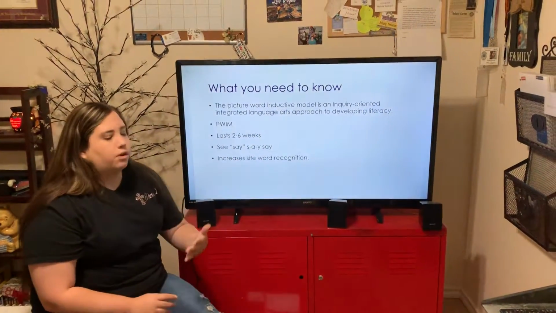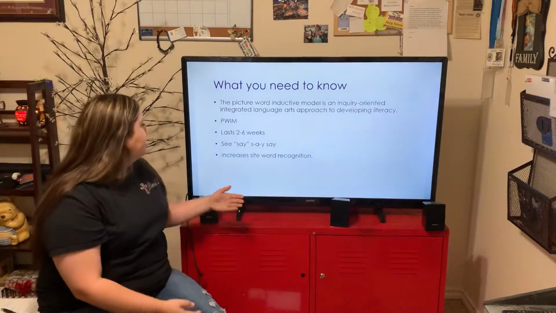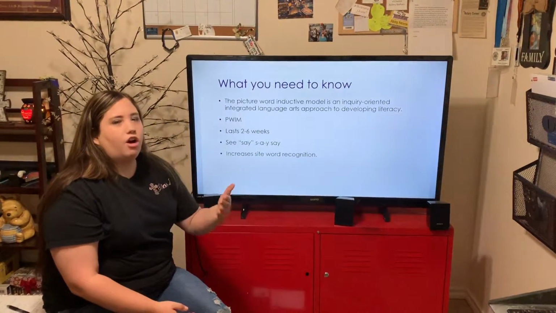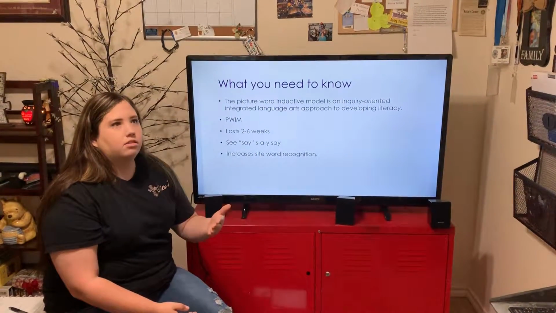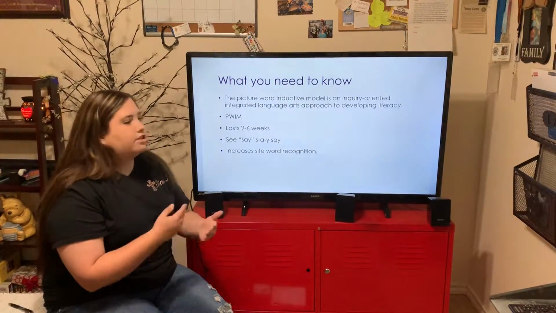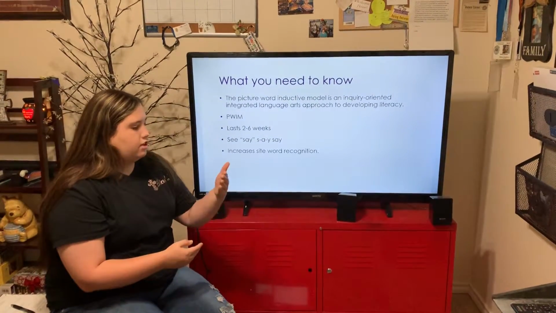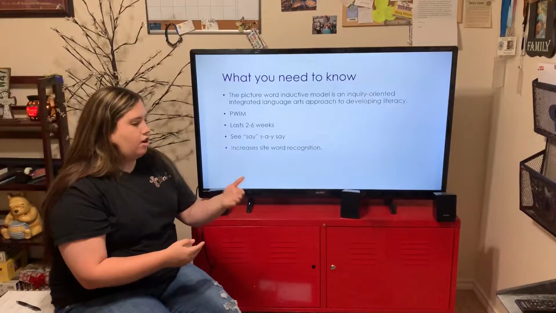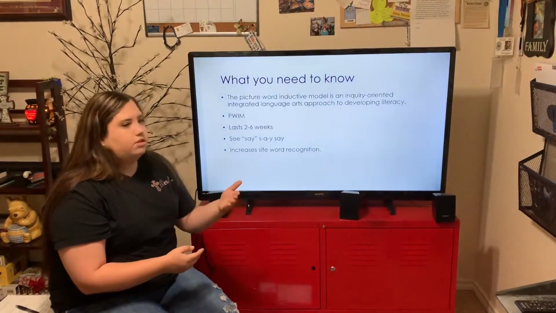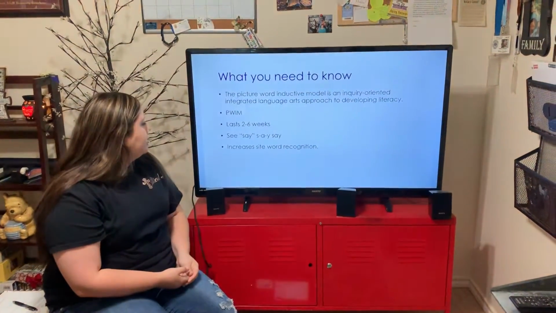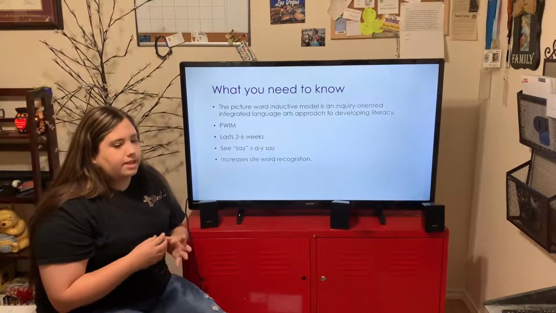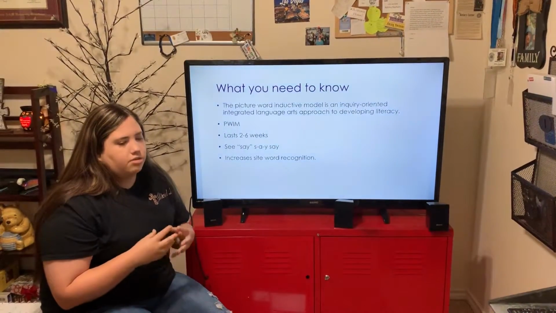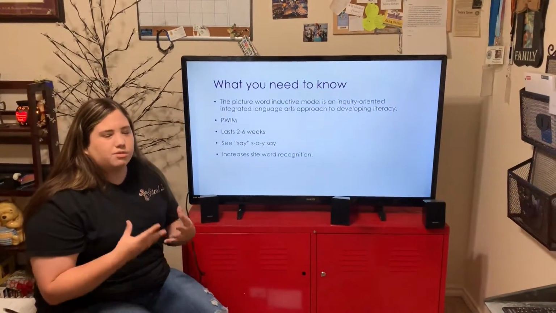From there, you say the word. So I'm saying the word tree. And then from there, we spell it, T-R-E-E. And then from there, you say it again. So you see it, you say it, tree, T-R-E-E, and then you say tree. And this really is for sight words, and that's what it was really designed for, sight words.